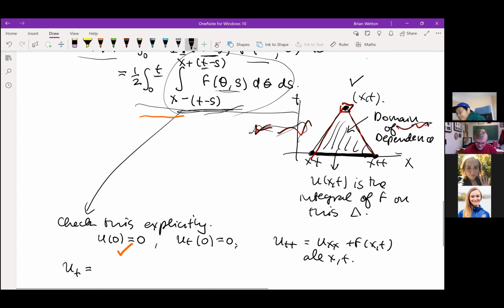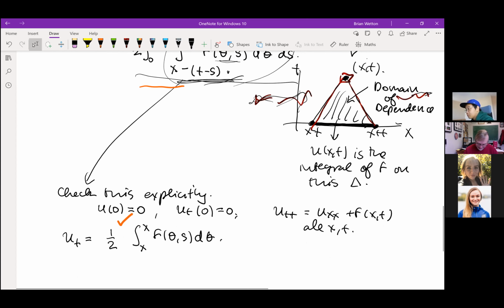Okay, so now I'm going to take the time derivative of this. I'm going to get two pieces, the second of which will have two contributions, right? Because I've got t in the upper and lower limit. So first of all, I'm going to get 1/2, and then this thing evaluated at s equal to t. So I'm going to get the integral from x to x of f of theta and s d theta. Okay, well, and this is going to be 0.